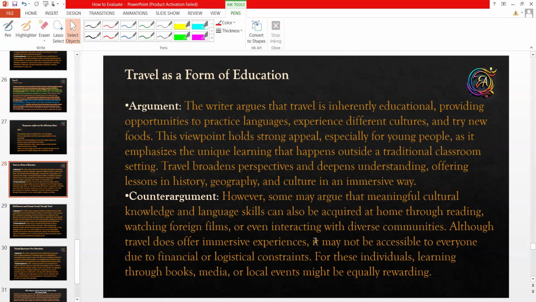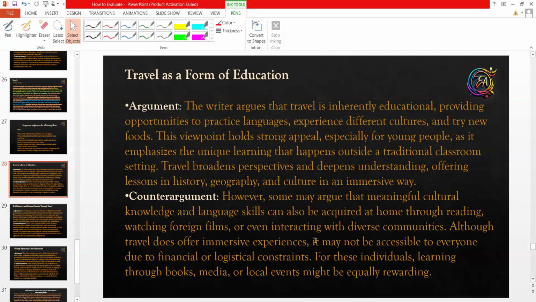If you agree with it, the writer argues that travel is inherently educational, providing opportunities to practice languages, experience different cultures, and try new foods. This viewpoint holds strong appeal, especially for young people, as it emphasizes the unique learning that happens outside a traditional classroom setting. Travel broadens perspectives and deepens understanding, offering lessons in history, geography, and culture in an immersive way.